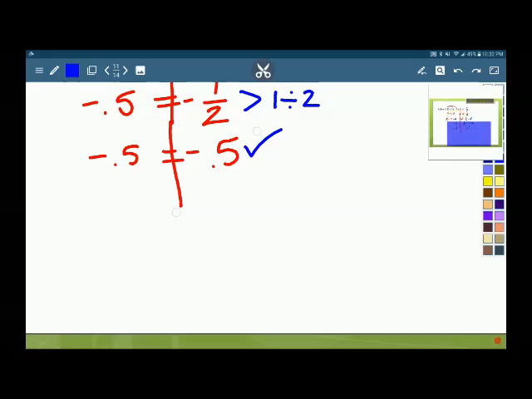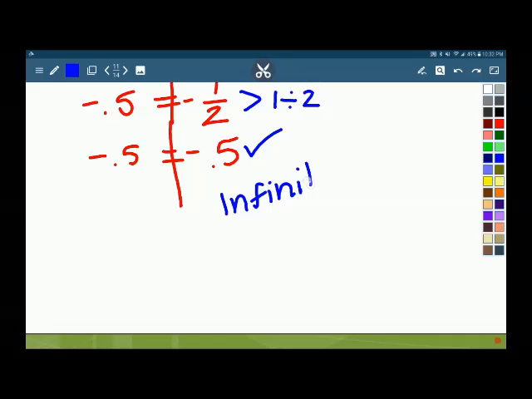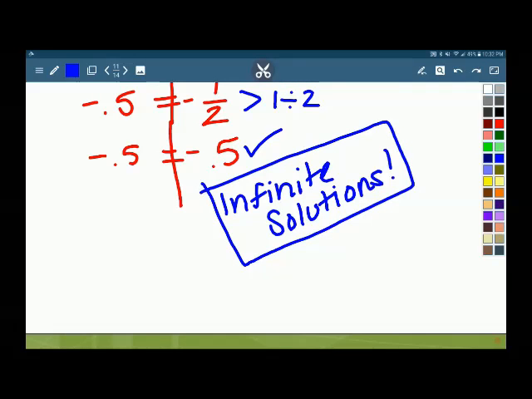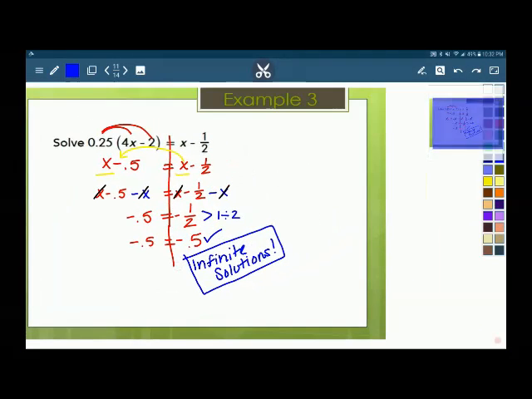So this one actually has infinite solutions. Now, when we say infinite solutions, that means any number will work. Okay, so let's just prove this to you. Let's test this equation. Pick any random number. Let's say we pick x is equal to 4.